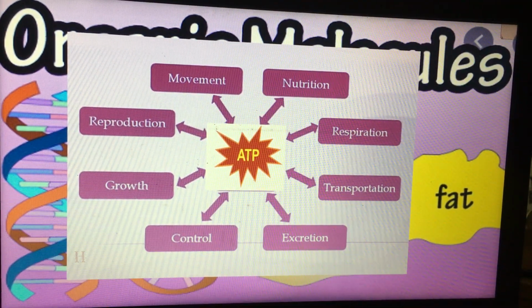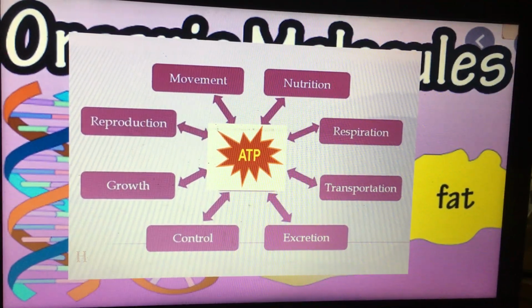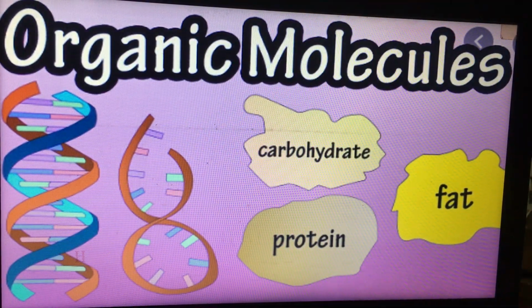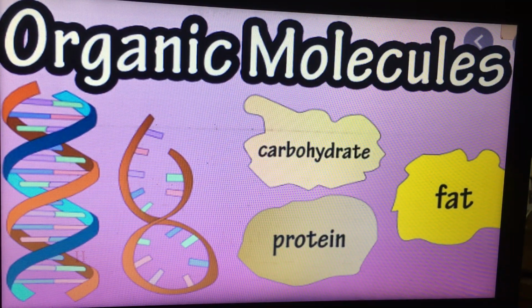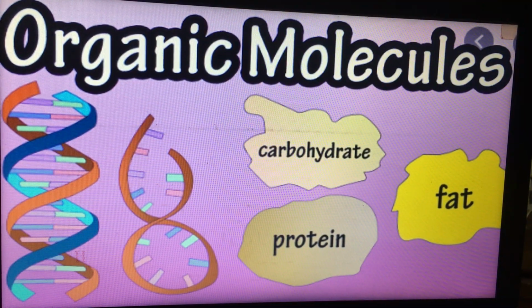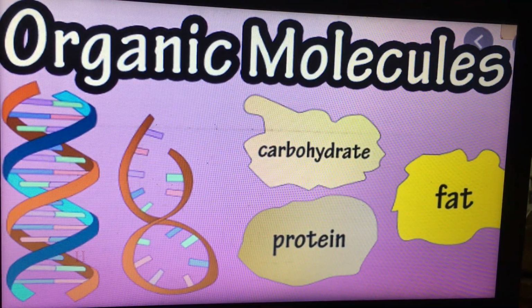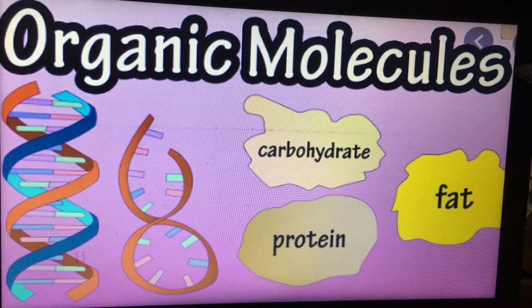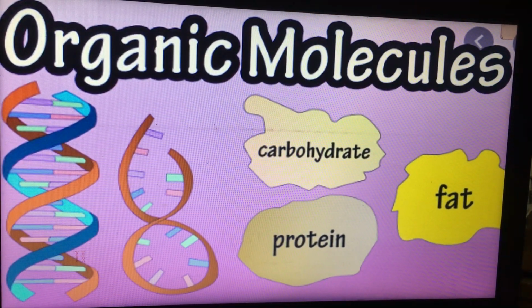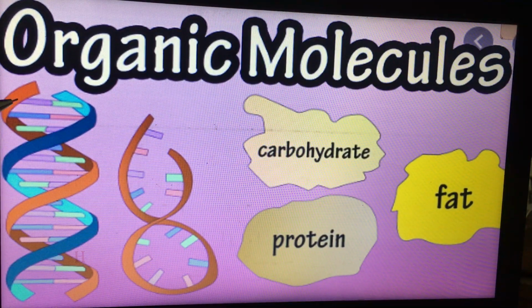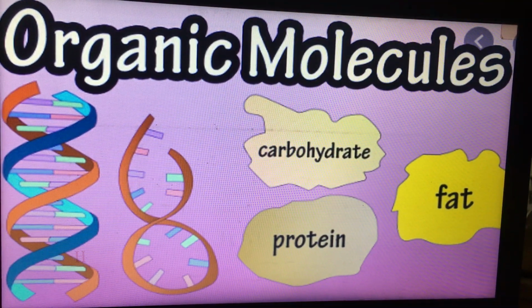Okay. Now, there are four main groups of organic molecules or organic chemicals used by living things. So the question is, what are the main groups of organic chemicals used by living things? Actually, as we said, there are four. As you see here, we have four groups. The first one, carbohydrates, fats, proteins, and the last one here, we have nucleic acid, such as DNA.